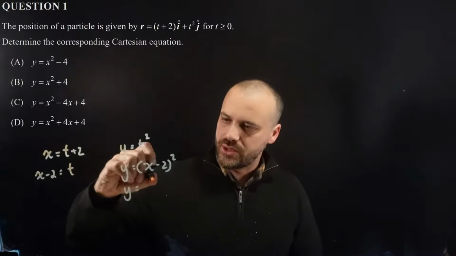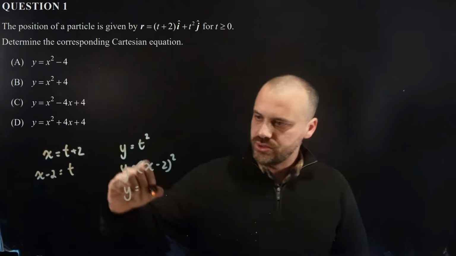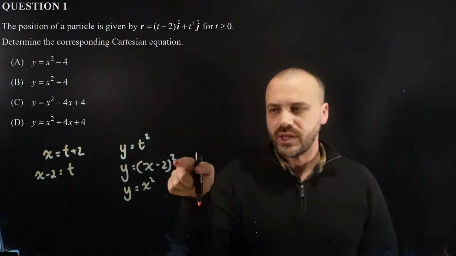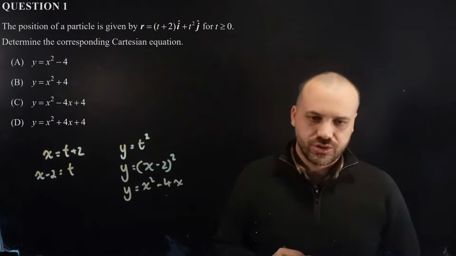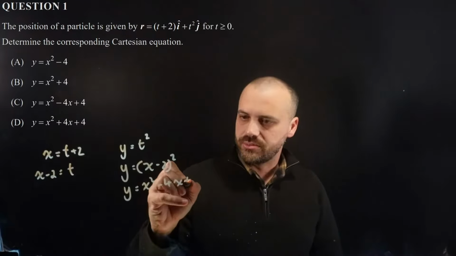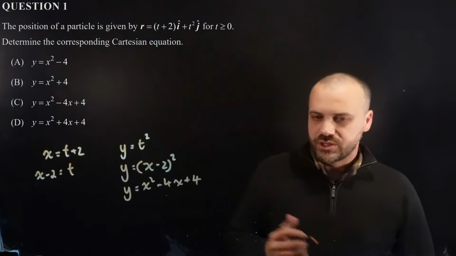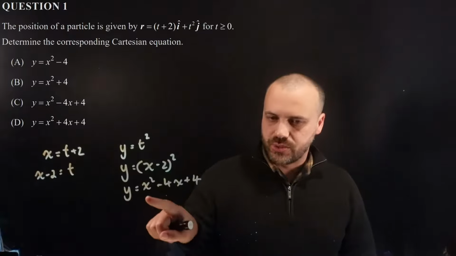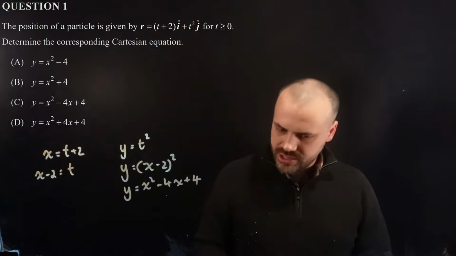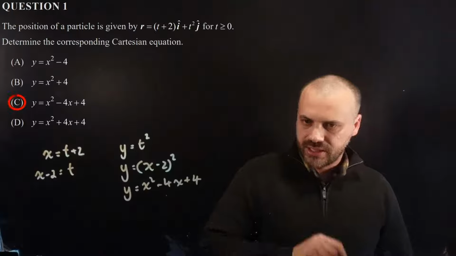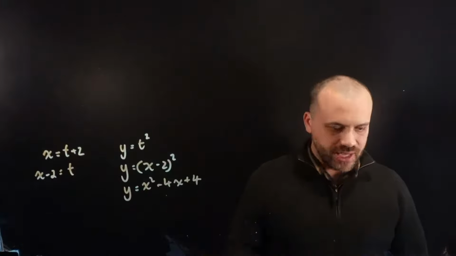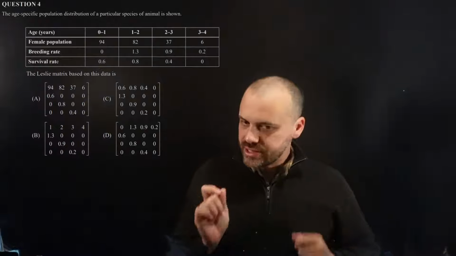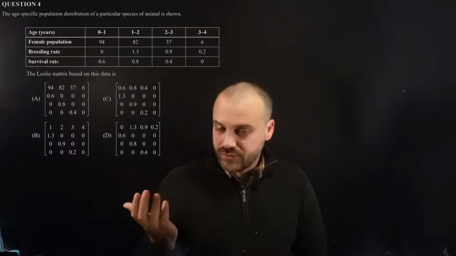So y equals (x minus 2) times (x minus 2), which is x squared, minus 2x, so that's minus 4x, and minus 2 times minus 2 is positive 4. So our answer is y equals x squared minus 4x plus 4. Can I see that? Yes, it's option C. Celebrate. Next question.